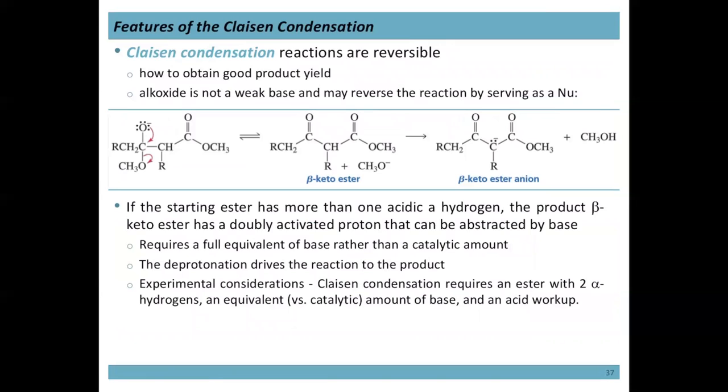So the Claisen condensation reactions are reversible. So what we want to do is understand how we can obtain a good yield of the products. The alkoxide's not a weak base and may reverse the reaction by serving as a nucleophile. And as I just mentioned, if we have this base here, it can come and deprotonate this dicarbonyl compound. So it requires a full equivalent of the base rather than a catalytic amount.